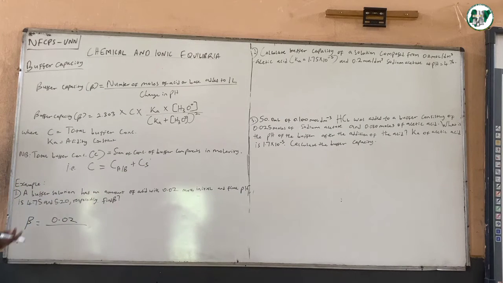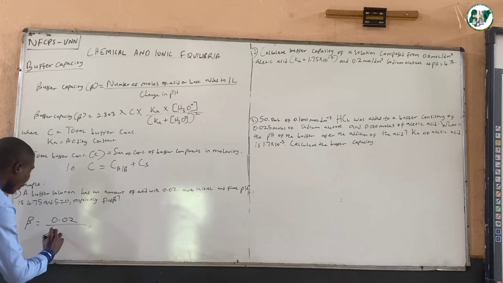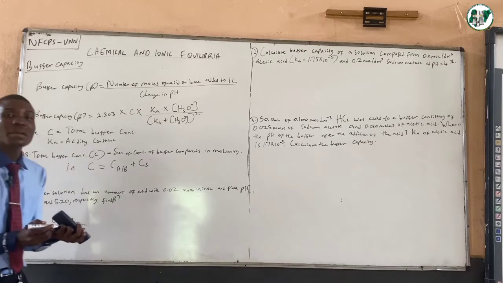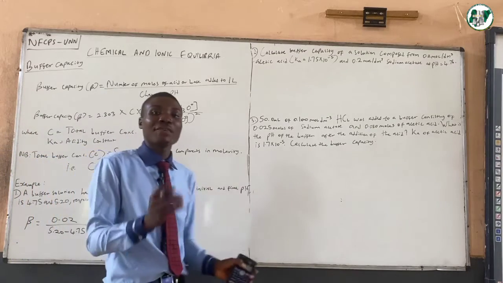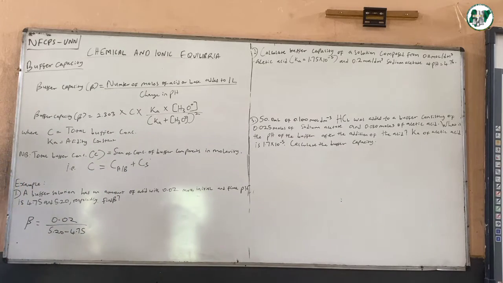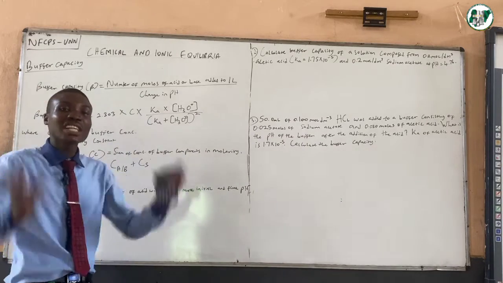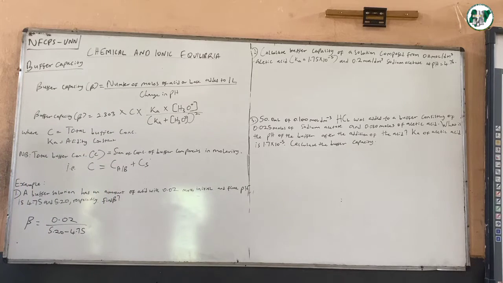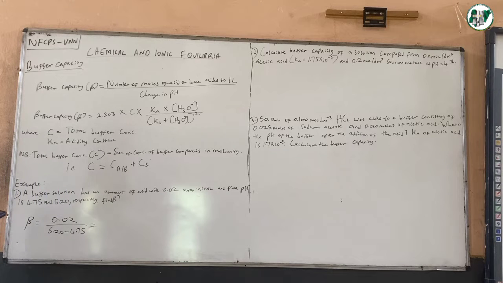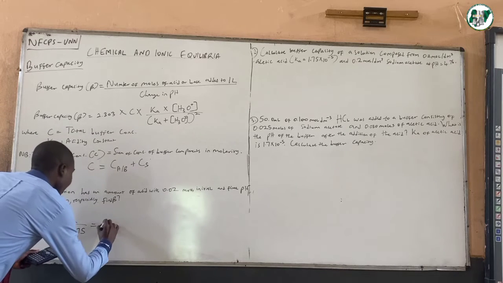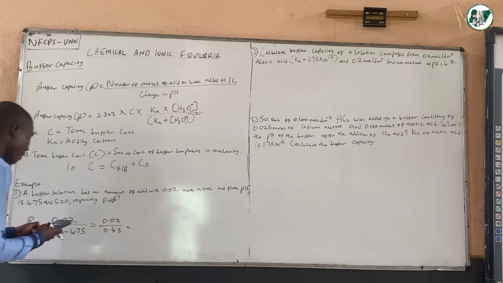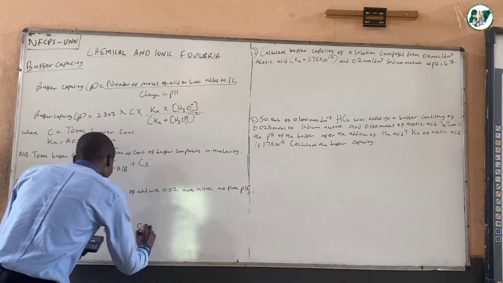Our change in pH is going to be 5.20 minus 4.75. Like I told you, for change in pH you simply subtract the initial and the final. Whichever is bigger comes first, and the one that is smaller comes second, irrespective of whether it's the initial or the final. What we need is the change in pH. So we have 0.02 divided by 5.20 minus 4.75. So 5.20 minus 4.75 gives us 0.45, so 0.02 divided by 0.45.